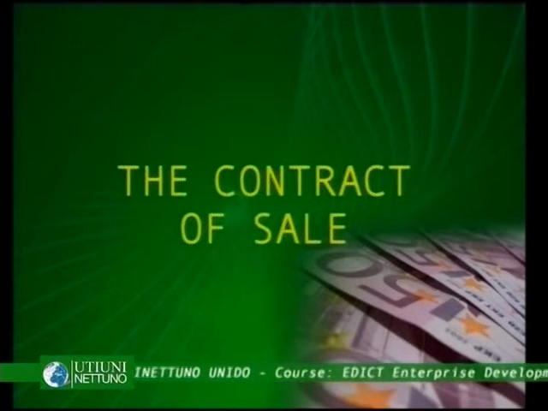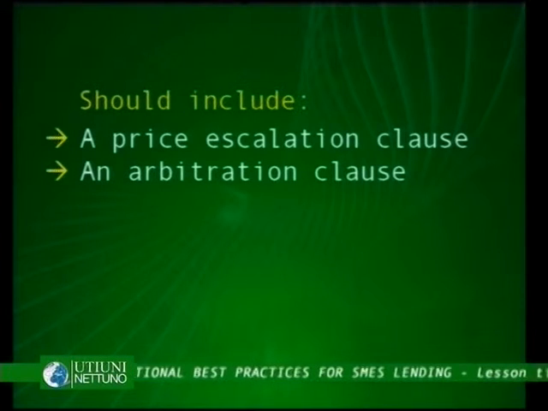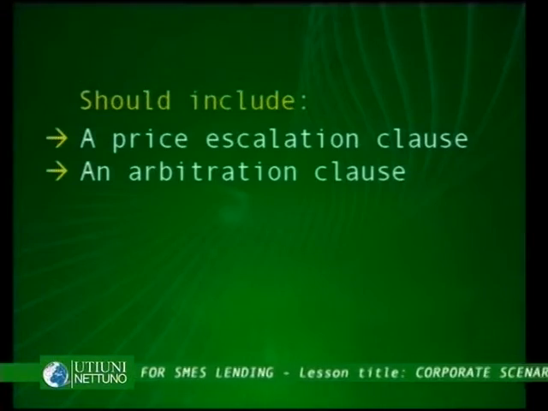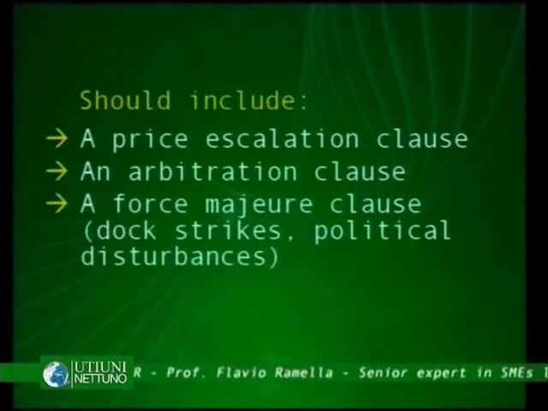The contract of sale, a few words on contracts. Basically, it should always include a price escalation clause, where a price escalation clause means that if certain things are going to happen, the price will be changing accordingly. An arbitration clause. An arbitration clause is necessary as, you know, everybody wishes that everything goes always nicely and smoothly, but if things are not going precisely as agreed in the contract, we should identify a place where to discuss the responsibilities and the possible damages. A force majeure clause, dock strikes, political disturbances.